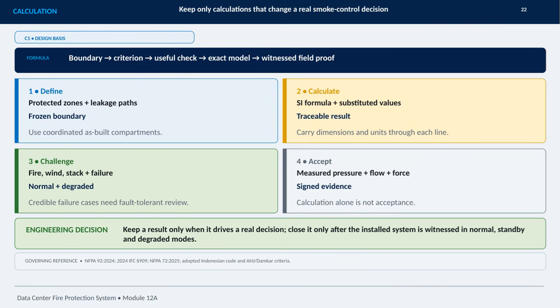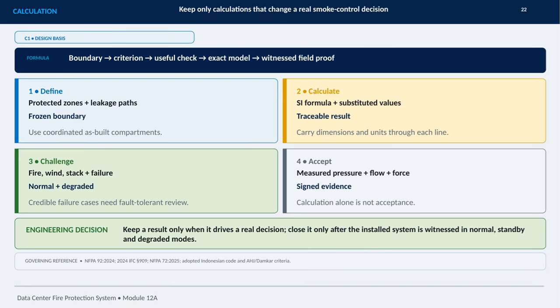Next, calculate using an SI formula with substituted values, carrying dimensions and units through every line so the result remains traceable. Then challenge the design under the conditions that can change its behavior: fire, wind, stack effect, and credible failure cases. The review should consider both normal and degraded operation, with fault-tolerant thinking where failures are possible. Finally, accept the result using measured pressure, flow, and force supported by signed evidence.